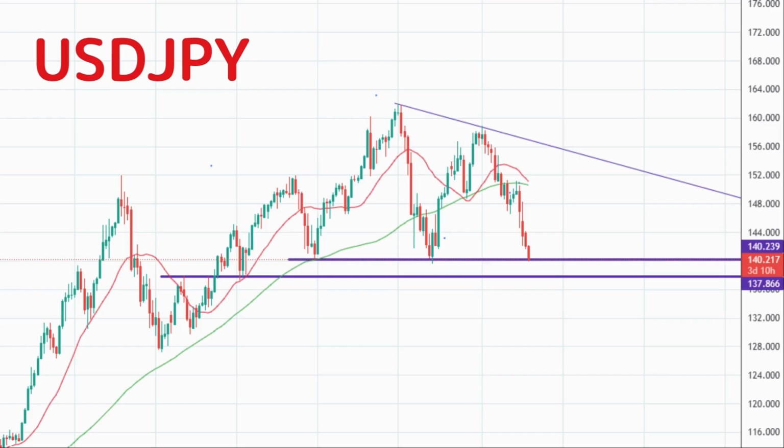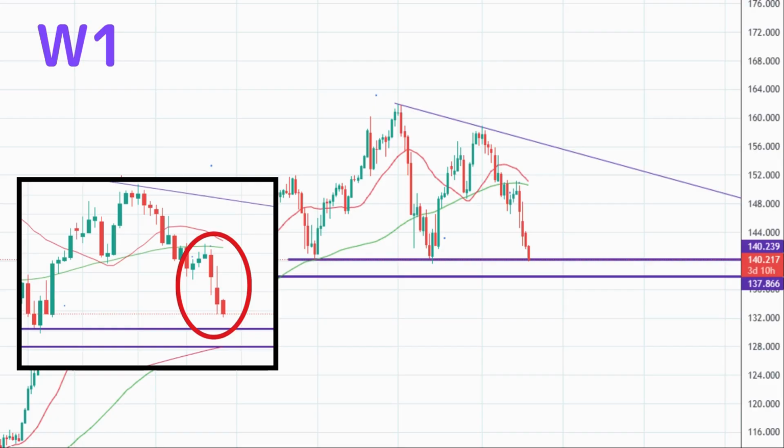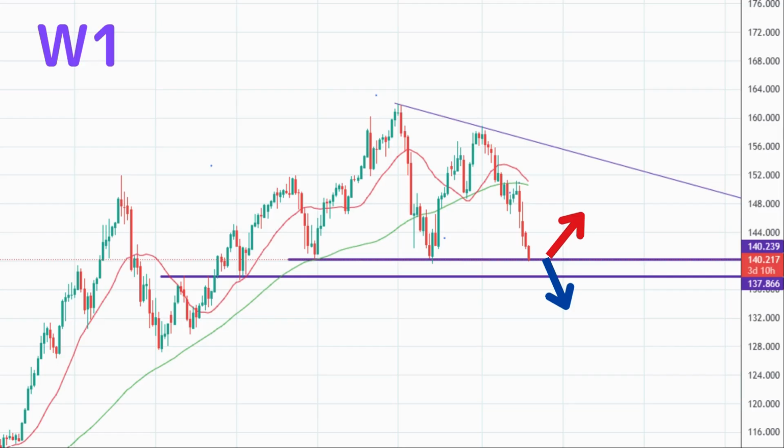We'll start with the weekly chart. Last week, the pair formed a solid bearish candle with very small wicks, marking the third consecutive week of declines. This week is currently forming another bearish candle, and the key question is whether we'll see a fourth straight week of decline or if a corrective move will begin.